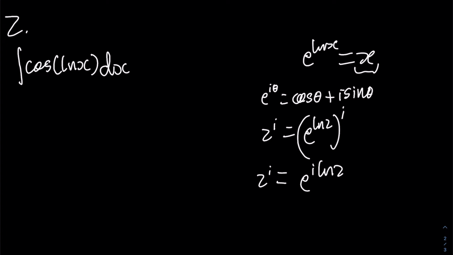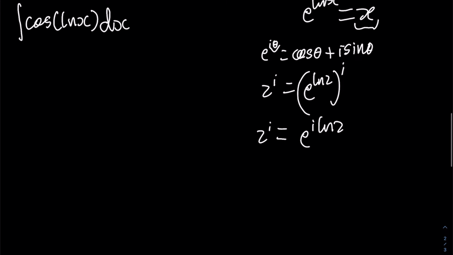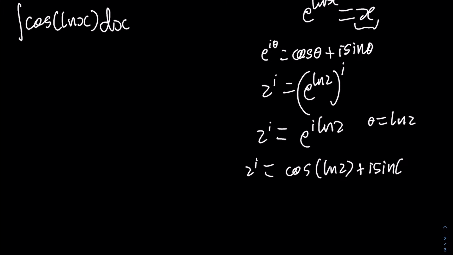So we have e to the i theta is cosine theta plus i sine theta. Here we have e to the i ln 2. So therefore our theta must be equal to ln 2. So therefore 2 to the i is equal to, using the expansion, cosine of theta, which is ln of 2, plus i sine of theta, which is ln of 2.